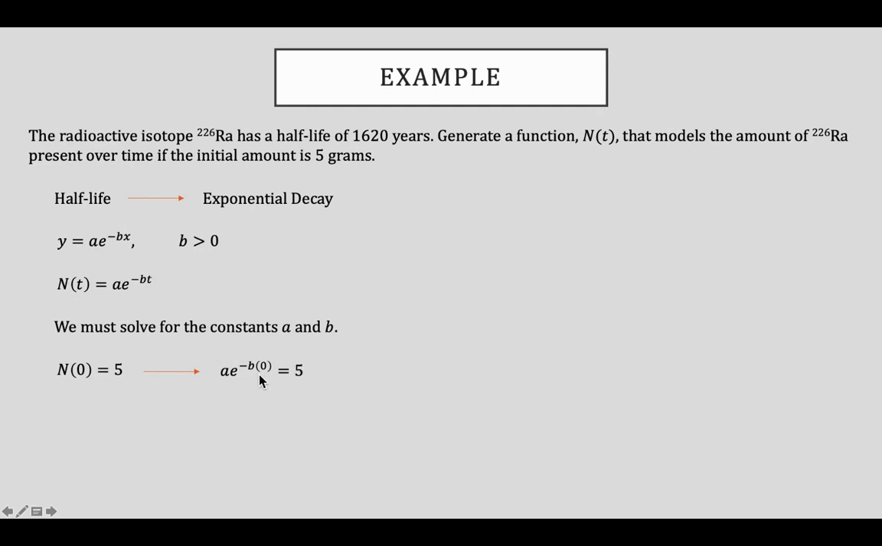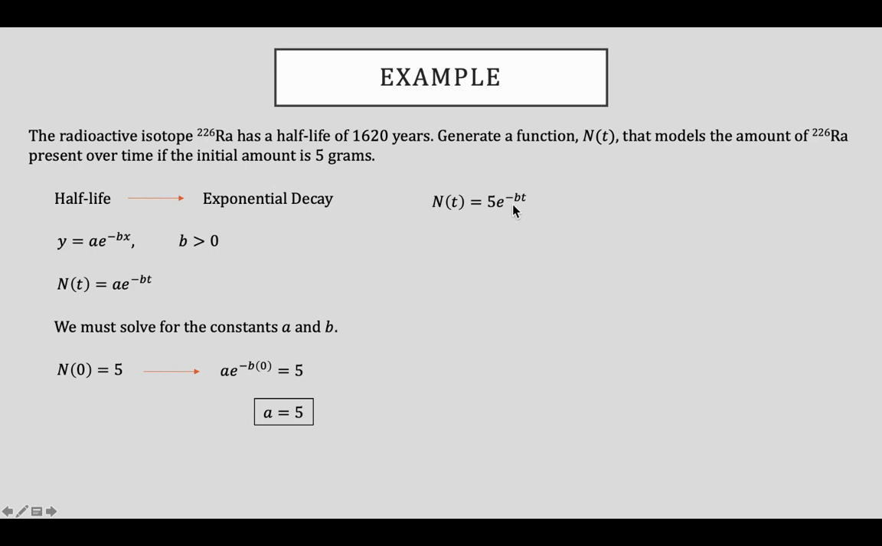Well, why does this help me? Well, this gives me e raised to the 0 power. And e raised to the 0 power is 1, which tells me that a is equal to 5. Now we have solved for one of our constants. We can now plug that into our expression. We're getting there. N(t) is equal to 5 times e raised to the negative bt.